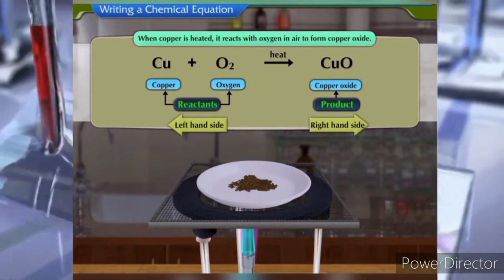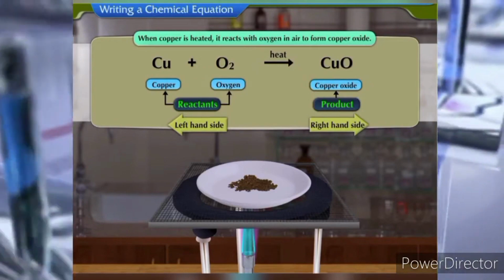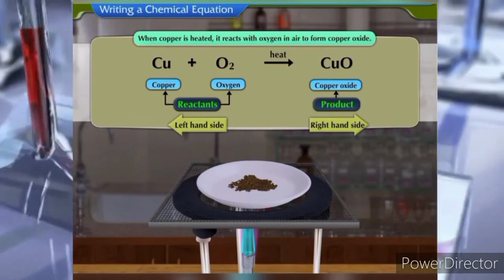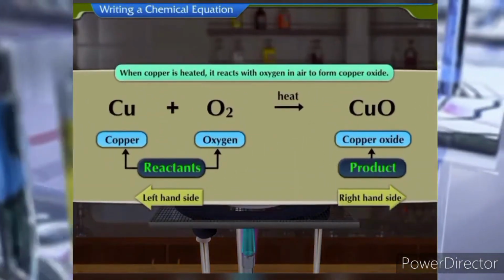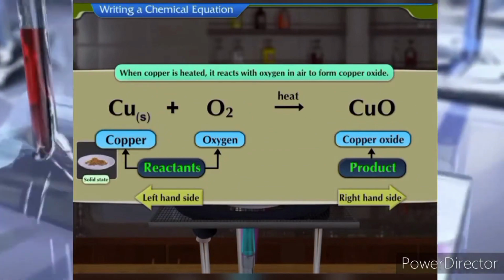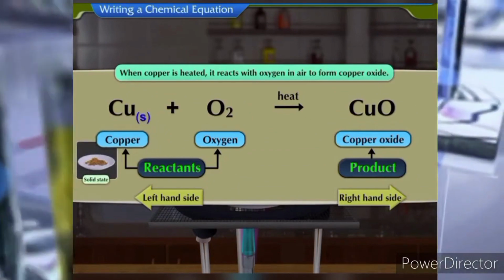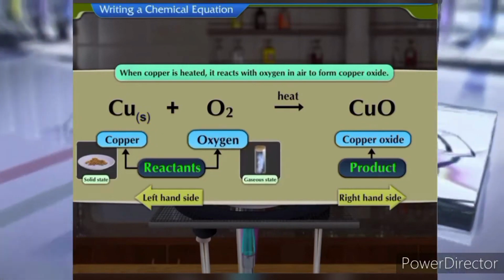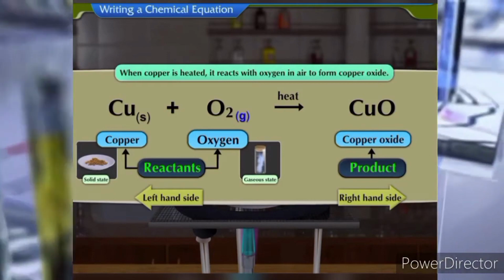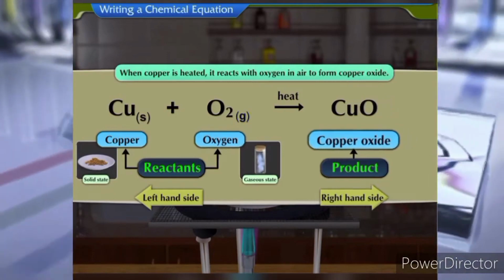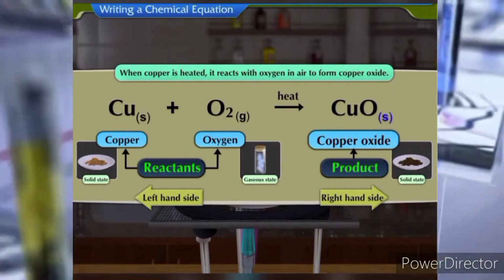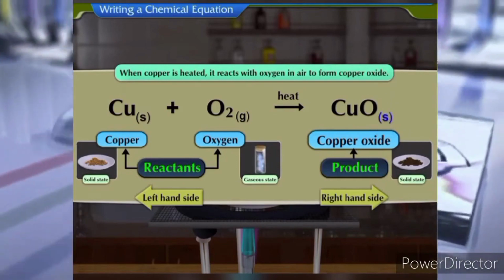The chemical equation can be made more informative by mentioning the physical states of the reactants and the products. Copper is in the solid state, hence the letter S in brackets is mentioned. Oxygen is in a gaseous state, hence the letter G in brackets is mentioned near the formula. Copper oxide again is in a solid state, so the letter S in brackets is mentioned near the formula.